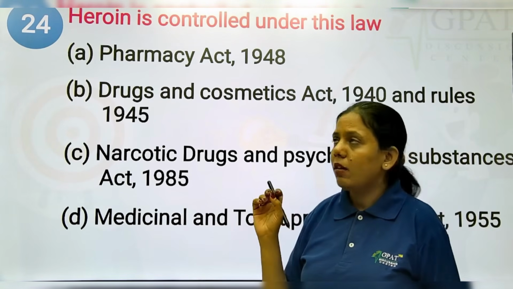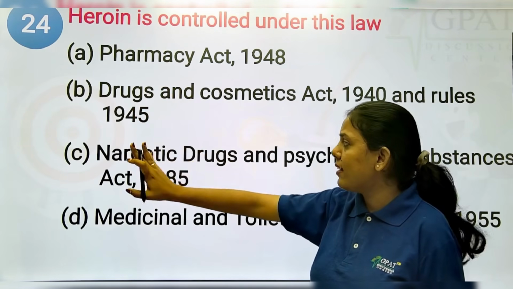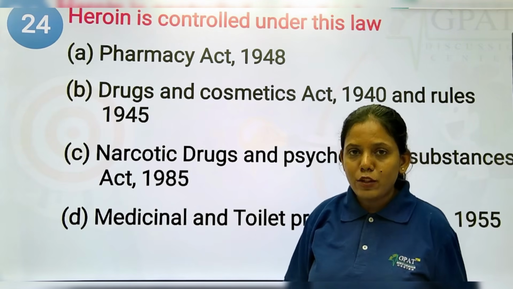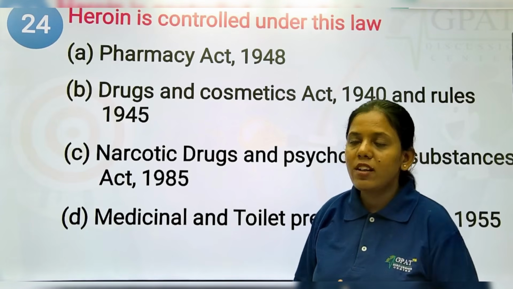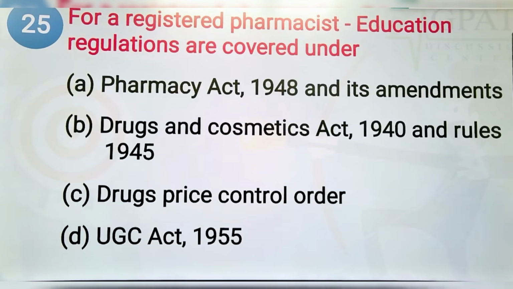Whatever is related to import, export, everything related to narcotic and psychotropic substances, has to be done under the Narcotic Drugs and Psychotropic Substances Act 1985. And it is not related to the Medicinal and Toilet Preparation Act as well. Option C is the right answer.